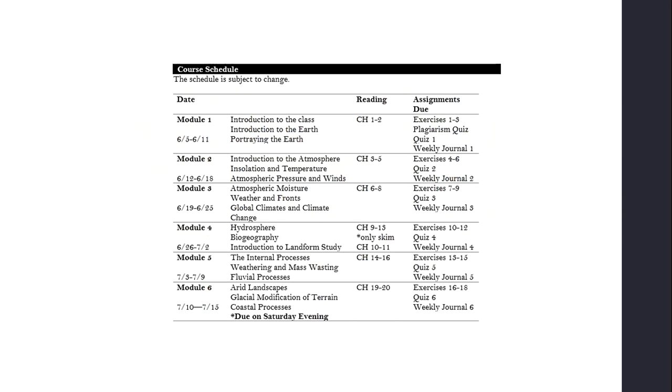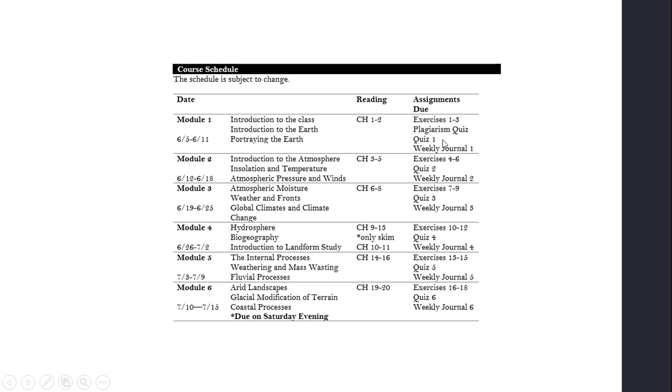And finally, this is the course schedule. And again, it goes really, really fast. So the module dates here, you can see actually have a date of Monday, because technically if it goes live midnight Sunday night, that's actually Monday. So you have until the following Sunday. These are the chapters that we're covering and the topics for that week. This is the chapters you're expected to read. And then the assignments due as part of that module: exercises 1 through 3, plagiarism quiz, quiz 1, and weekly journal 1 as part of this week.